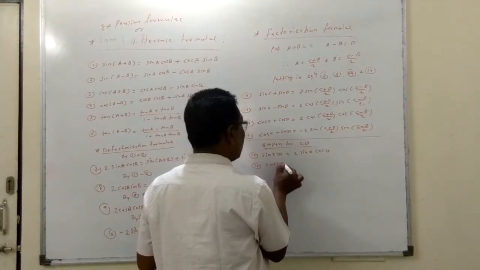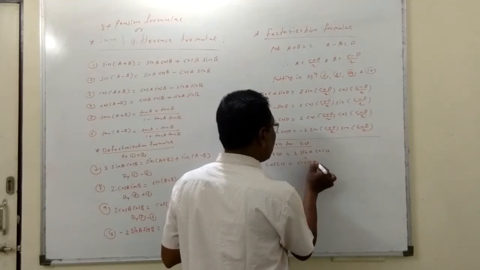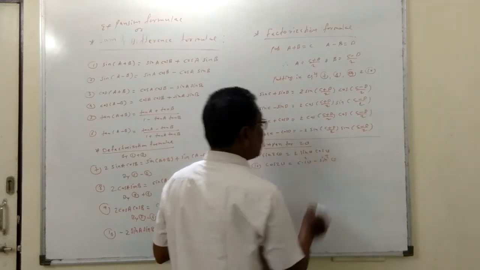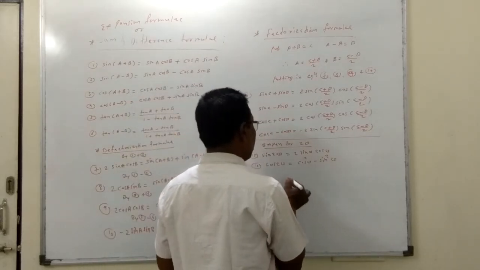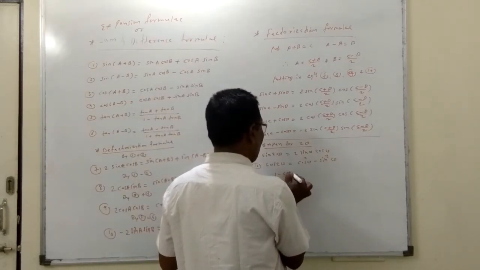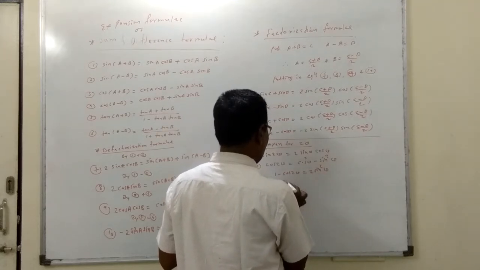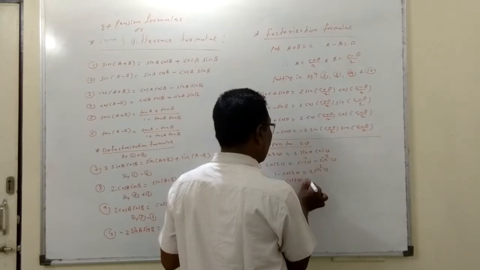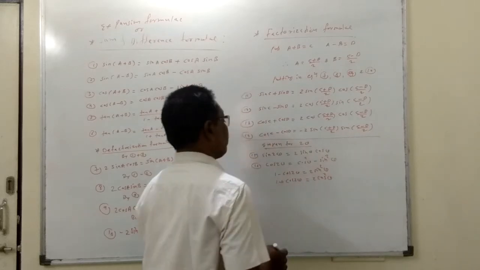Cos 2 theta is equal to, we get the basic formula, cos square theta minus sin square theta. Now by using the trigonometric identity and converting, we get 1 minus cos 2 theta is equal to 2 sin square theta. 1 plus cos 2 theta is equal to 2 cos square theta.